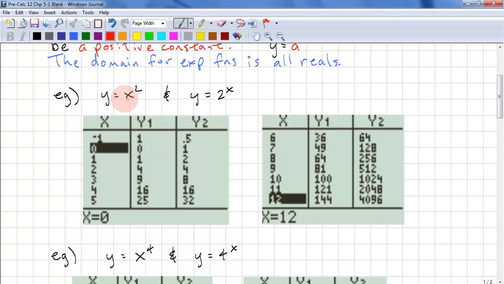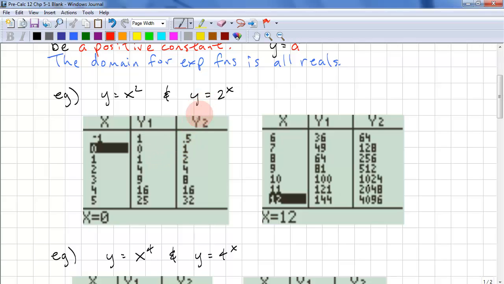We have y is equal to x squared. Y is equal to 2 to the power of x. So let's look at the table here. If we have x squared, negative 1 squared is 1. 0 squared is 0. 1 squared is 1. 2 squared is 4. 3 squared is 9, and so on. And when we get down to 12, we get 144.